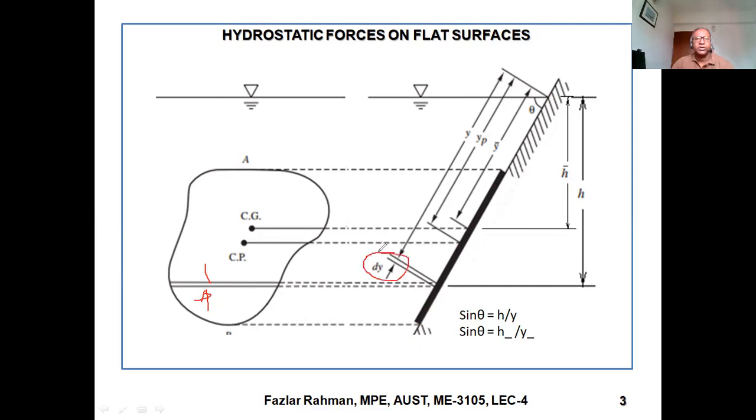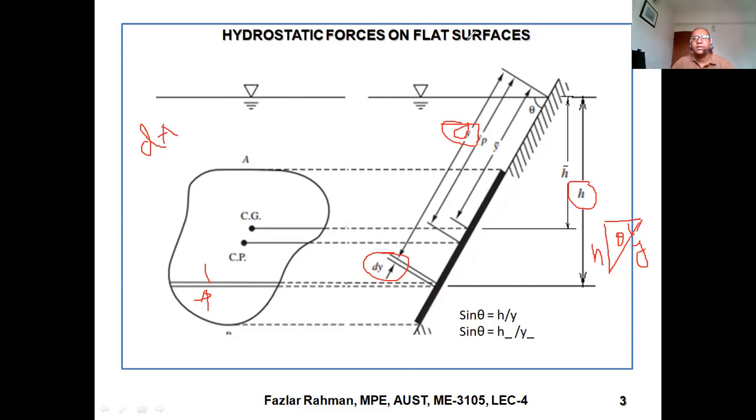I'm taking this small area, and I'm saying this area is dA. An inclined distance from the top surface is y. So this is the y. The vertical depth is h, and there is a relationship because of this angle theta. If I make a triangle, this is my inclined distance y, and the vertical distance is h. This is theta. Then sine theta equals h by y.